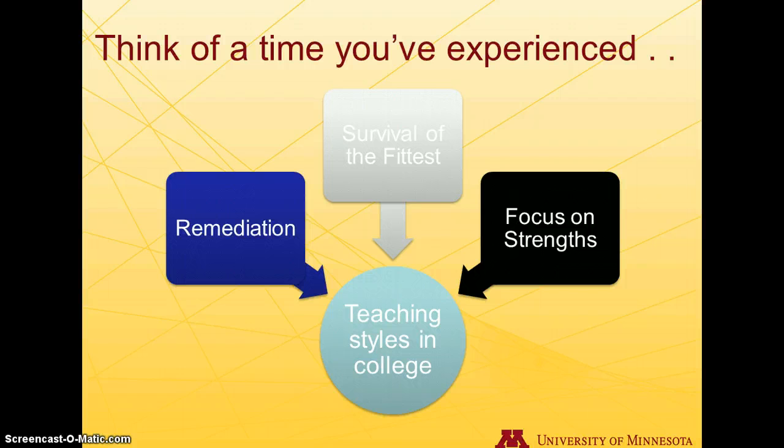You can visualize 3 main learning and teaching styles in college. One is remediation. This is where you pick something that you aren't very good at and work at it and try to get better at it. The second is survival of the fittest. This is where you'll be taught a subject matter and then you'll be tested on it. Either you'll pass or you won't. If you pass, you can move on to more advanced subjects. Then you repeat the process with the next level of the subject.